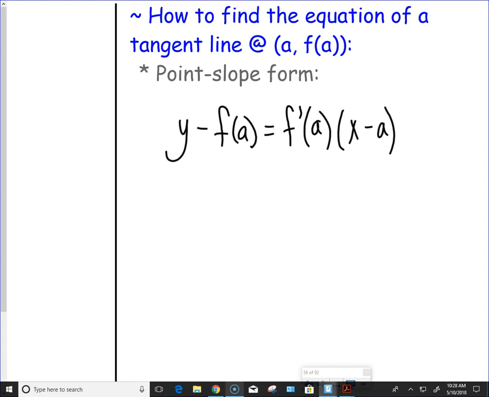Impressive. Now, you guys did kind of have a little one up because I did erase an x1, y1, and I put an a, f of a. That might have helped a little bit. But the point is given with the a and f of a.